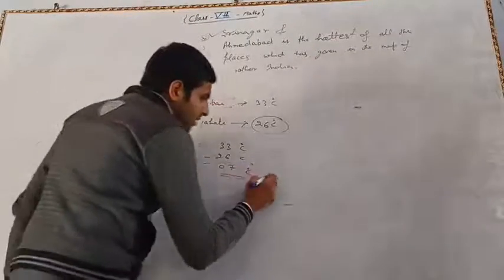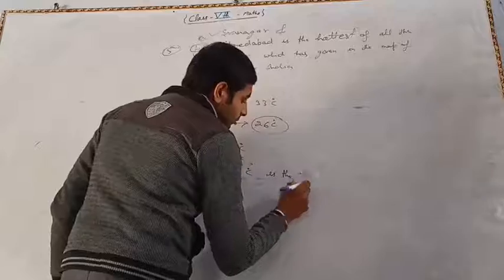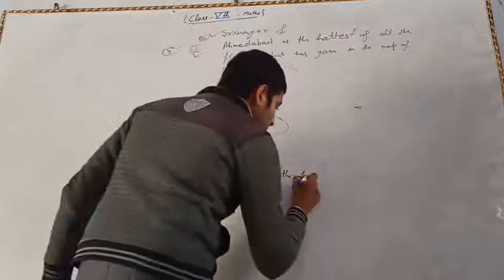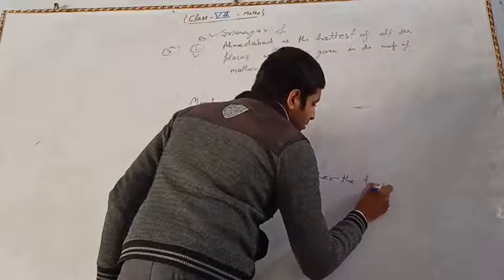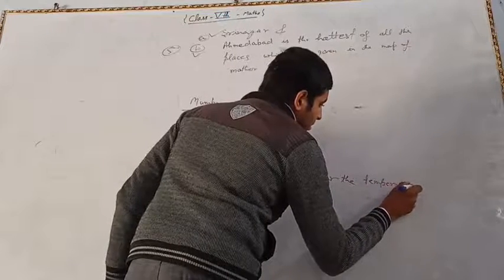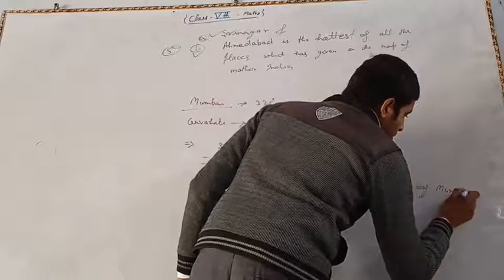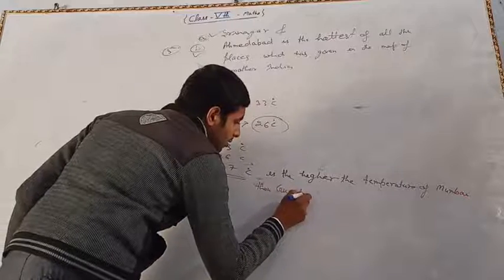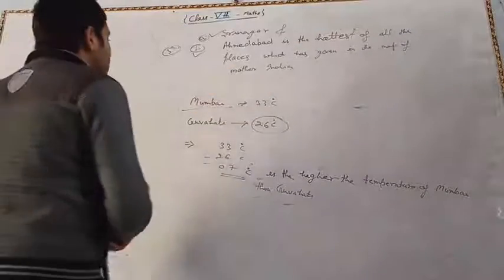You also have to write that 7 degree centigrade is the higher temperature of Mumbai than Guwahati. Okay, so this is the solution of this problem number C.